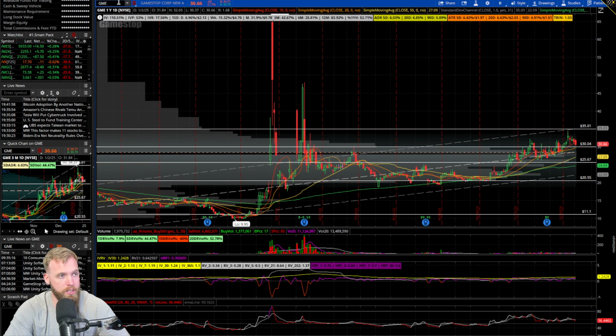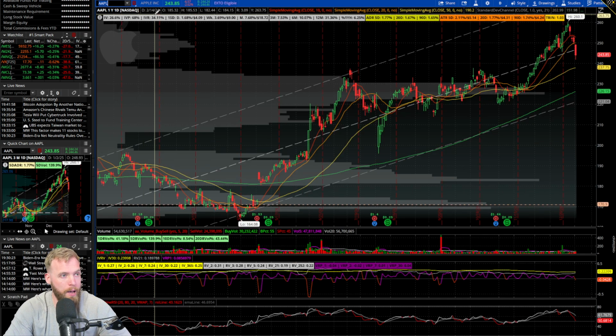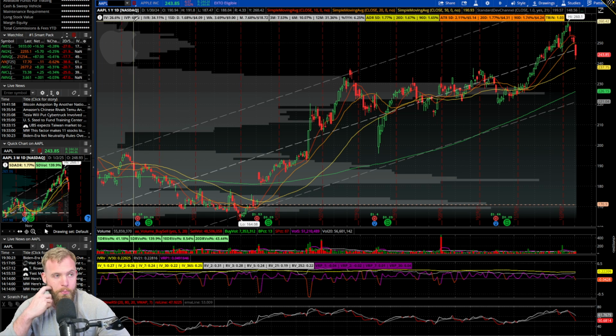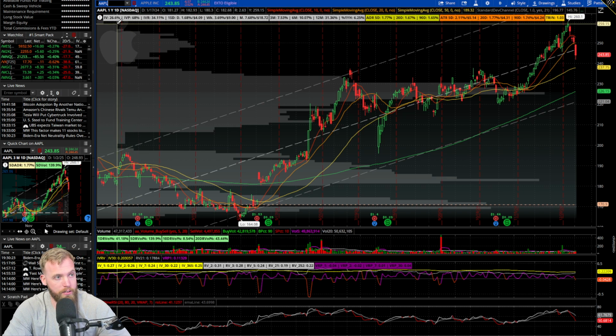And for comparison, if this doesn't make a lot of sense to you, let's take a look at Apple, AAPL. Apple has 26.6% vol. This is a 68% implied volatility percentile. Implied volatility percentile is a really simple metric that plots all of the previous, for the last year, implied volatility numbers against the current implied volatility. And this simply tells you that the current level of vol is higher than 68% of the time.